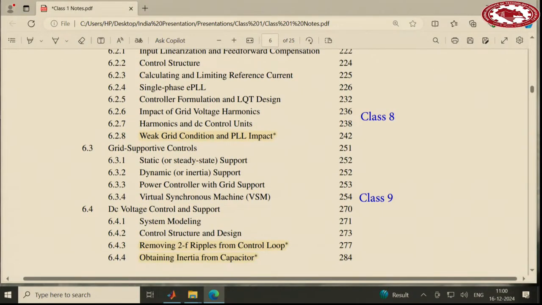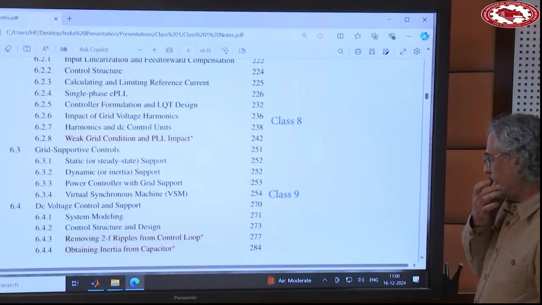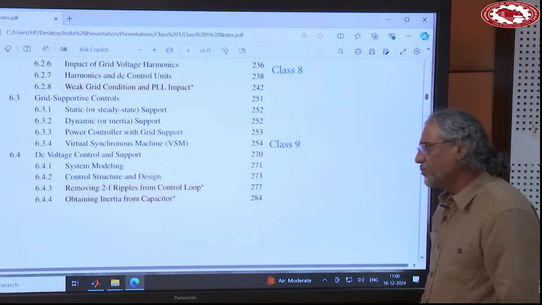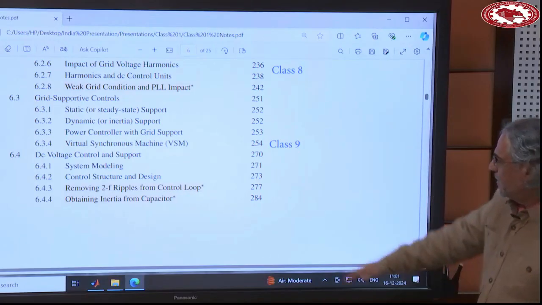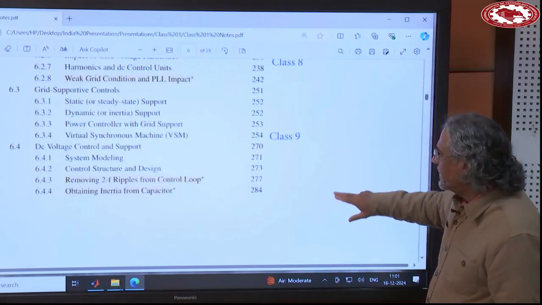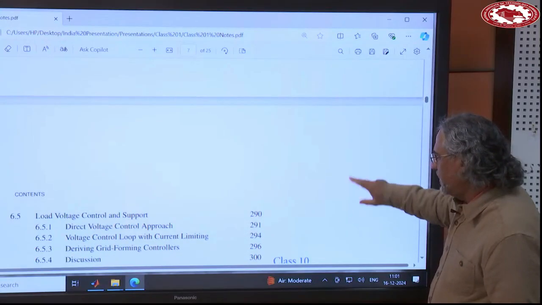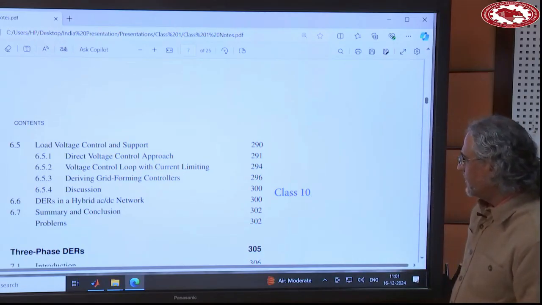Then we have grid supportive controls, and then dynamic support, static support, and virtual synchronous machine, which is one particular type of grid supportive or grid forming controllers. So we go into details of that. The other aspect now is the DC voltage control on the grid connected single phase AC systems. So we deal with that problem here in this class. System modeling and control system designs. And basically, you complete that discussion here in class 10.